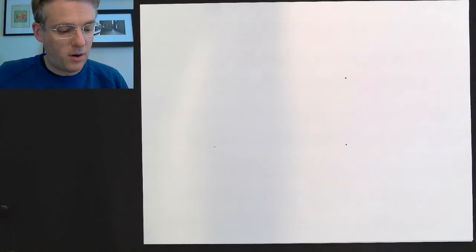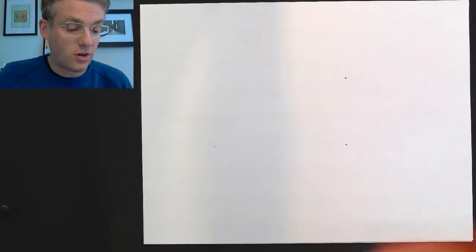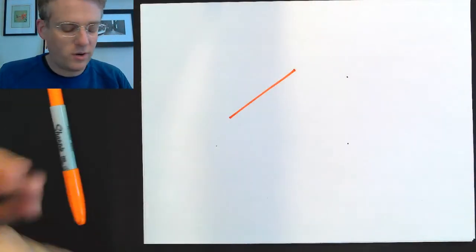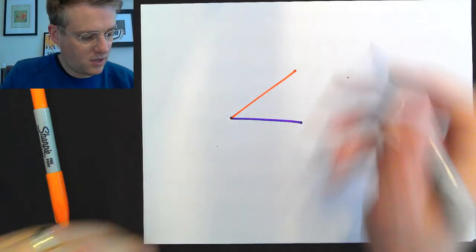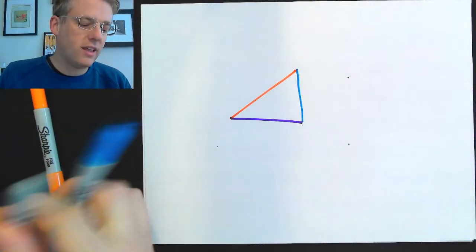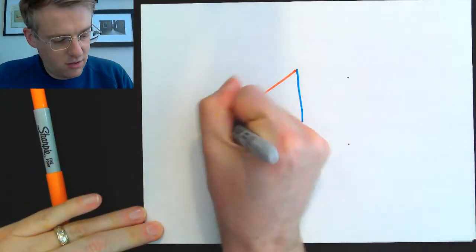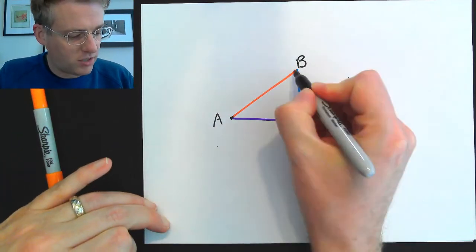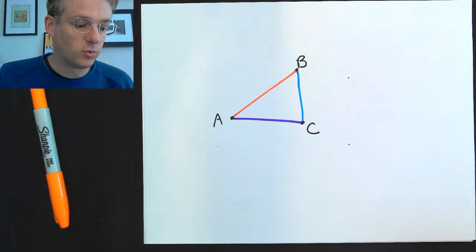So when we're thinking about a triangle, it's made up of three sides. For now, I'm going to draw three random sides in different colors. So we have an orange one, a purple one, and a blue one. And we can label these with some points, A, B, and C, to represent our corners. And now we've got three angles as well.